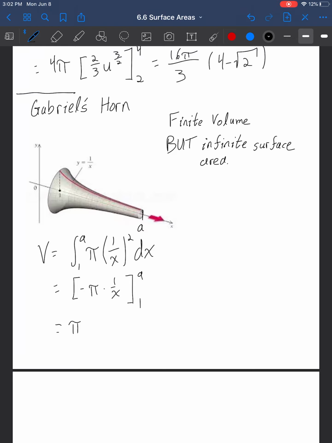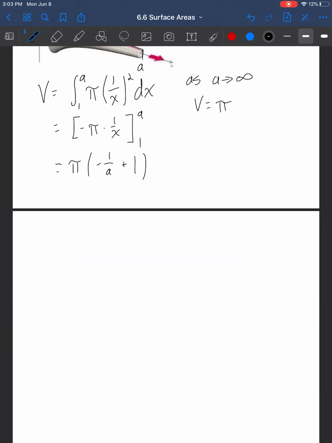Okay, so plugging things in, I get that this is pi times negative 1 over a plus 1. So I plugged in a and then I subtracted out when I plugged in 1. Now, as a gets really, really big, we write as a goes to infinity, what ends up happening, if I take 1 over a huge number, that's going to be basically 0. And so my volume is going to be pi. Okay, so it has a finite volume, like I said. But now we're going to show that it does indeed have an infinite surface area.